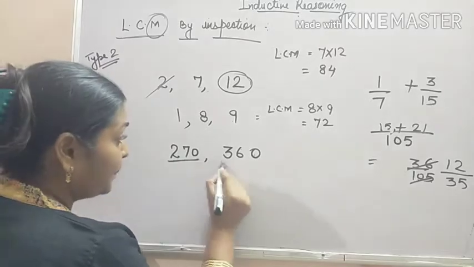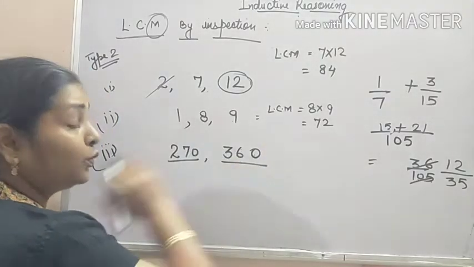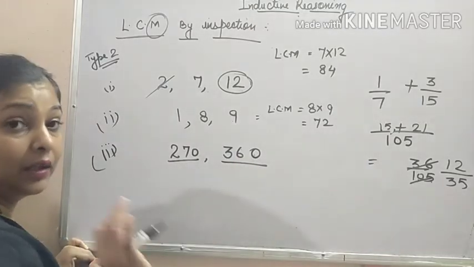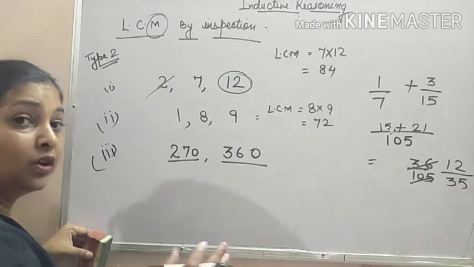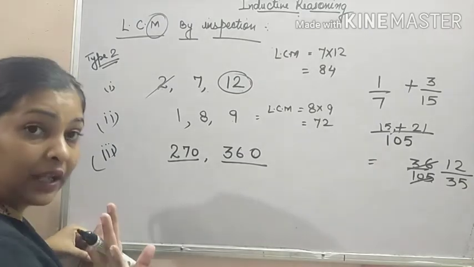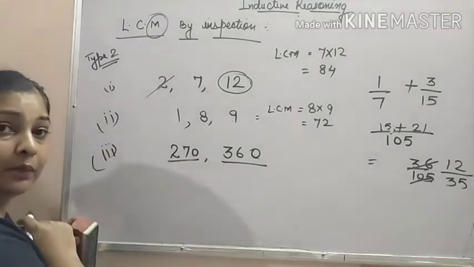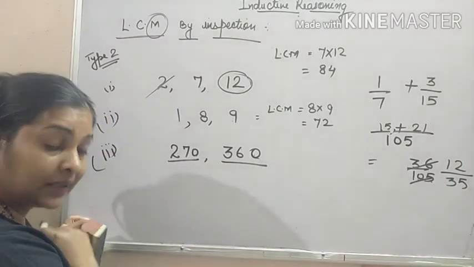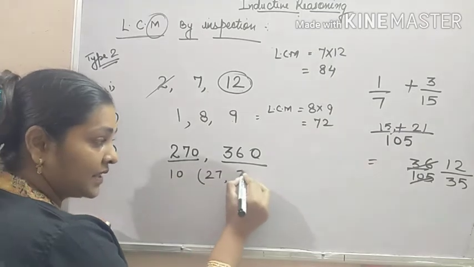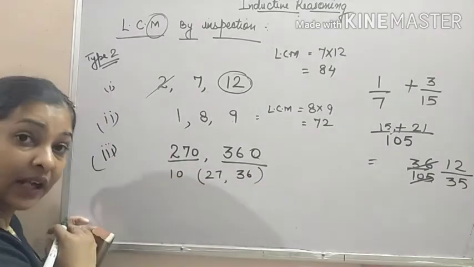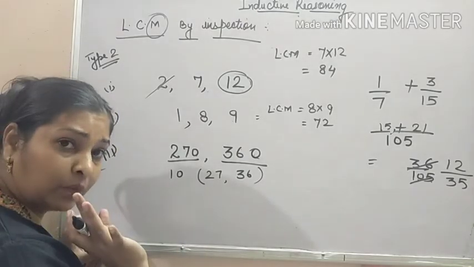Now when big numbers are given to you, how to find it? Because it is not possible to take the multiples of the bigger number. It will be very difficult if first of all you follow the multiplication rule, then the division rule, and then find the LCM. So what should be done? See, you can see that both the numbers comprise zeros. That means they are multiples of 10. Take 10 outside. What is left? 27 and 36.